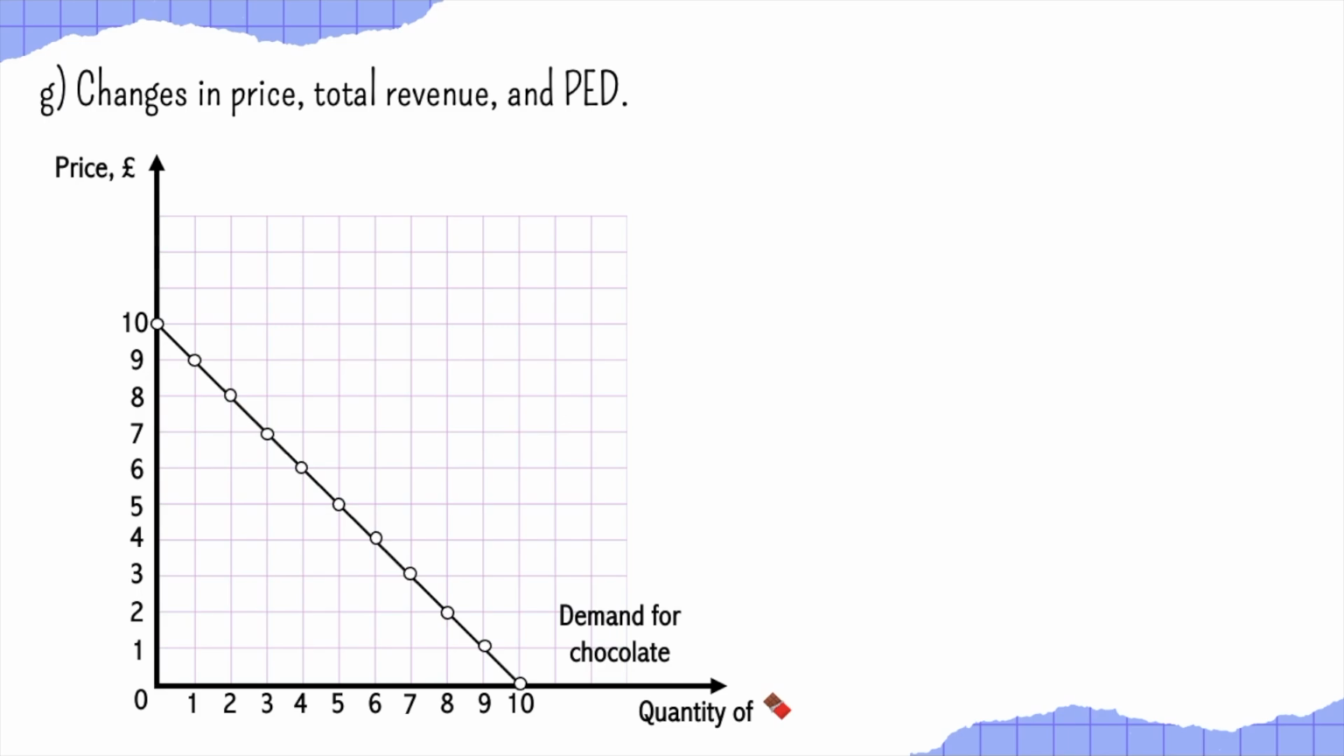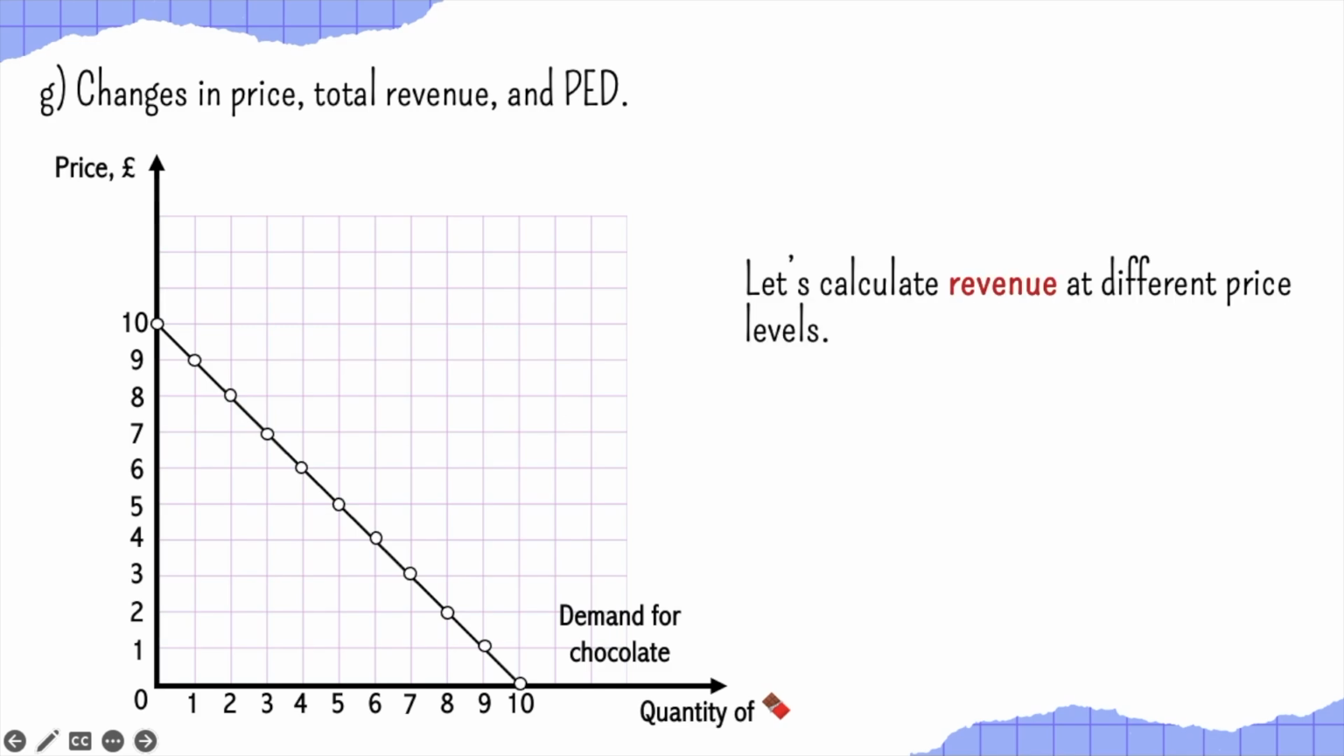So let's try to analyze the relationship between changes in price, total revenue, and price elasticity of demand using the diagram. The diagram shows demand for chocolate. This is the axis of price. This is the axis of quantity. Let's calculate revenue at different price levels first. So total revenue, this is the formula. This is basically price times quantity.